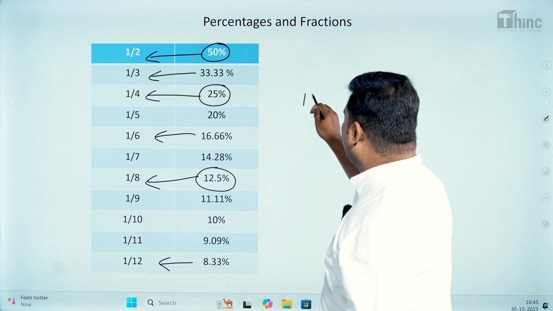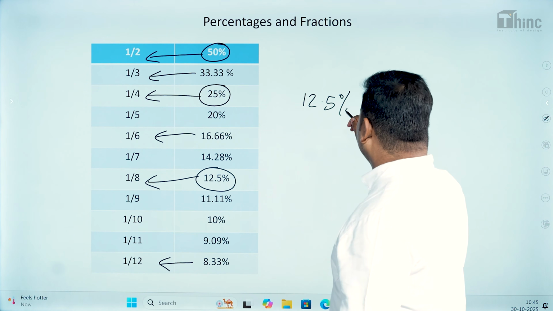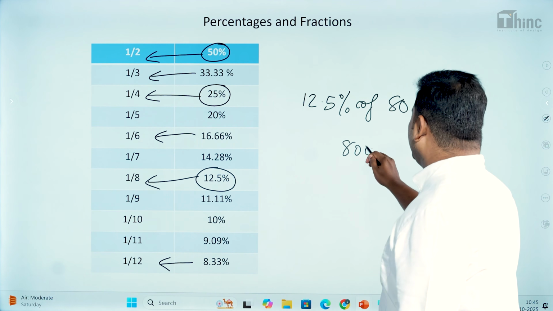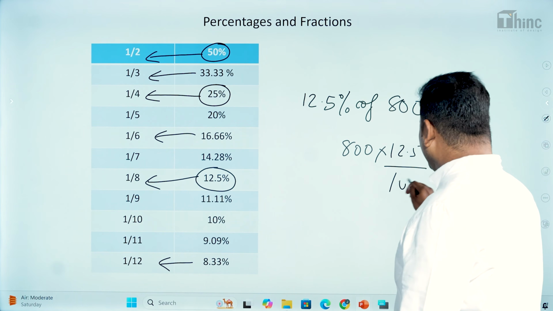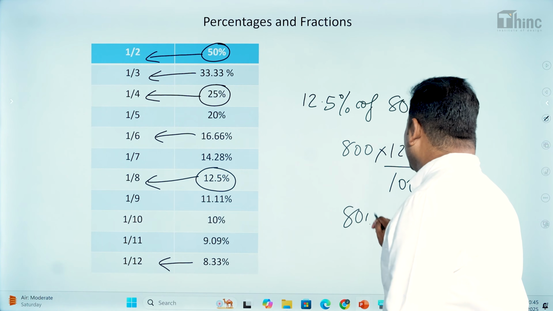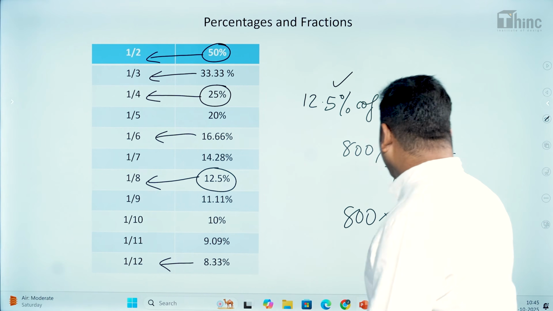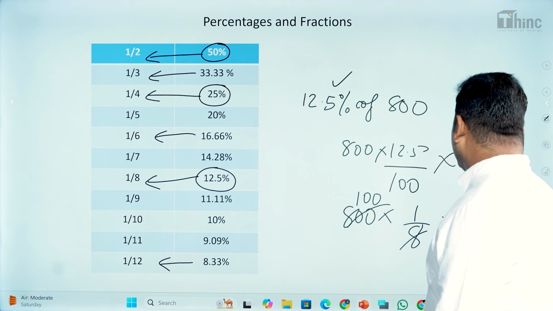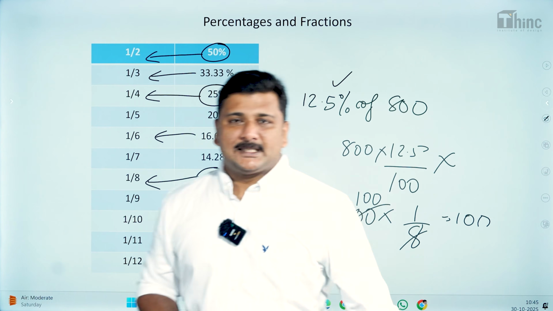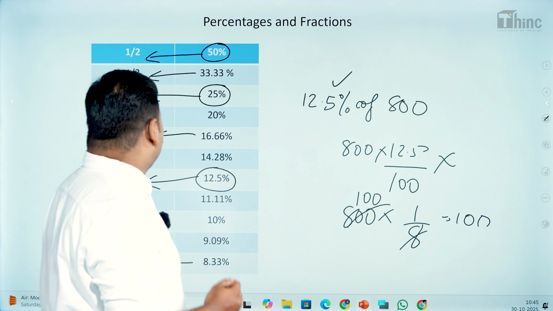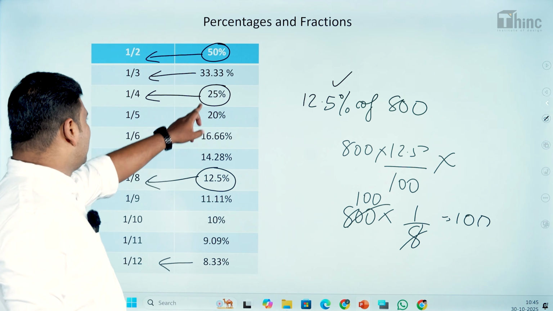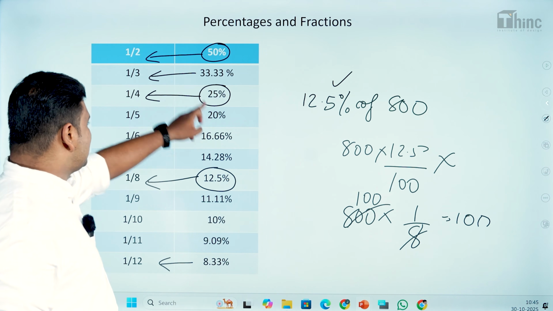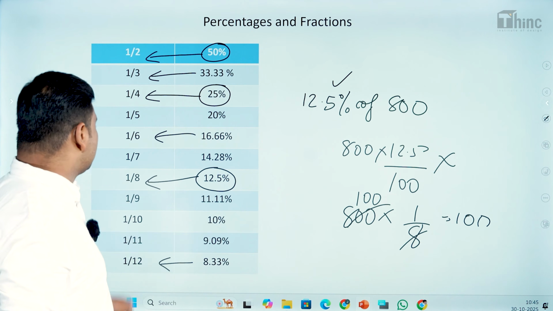So let's say you need to find 12.5% of 800. There is no need of doing 800 into 12.5 divided by 100. We can directly multiply 800 with the corresponding fraction for 12.5, which is 1 by 8, and we'll directly reach 100. So we'll get the answers really quick by using the corresponding fractions, right? Now, 50, 25 and 12.5, you are aware that the fractions are 1 by 2, 1 by 4 and 1 by 8. 33.33 is 1 by 3, 16.66 is 1 by 6, 8.33 is 1 by 12.